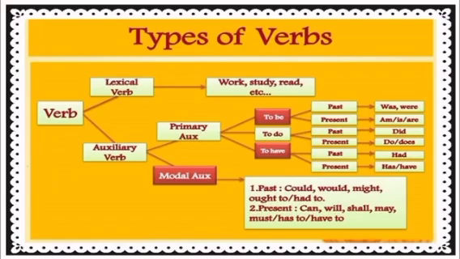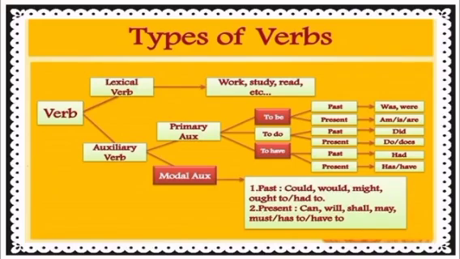Next, modal auxiliaries. In past form, we have could, would, might, ought to, had to. In present form, can, will, shall, may, must, has to, have to.